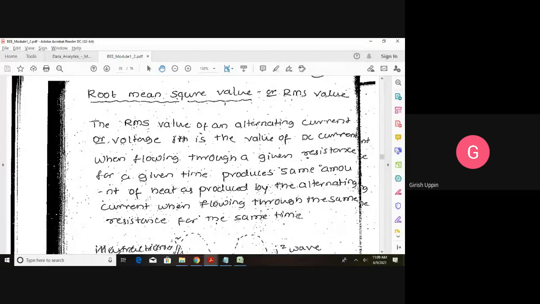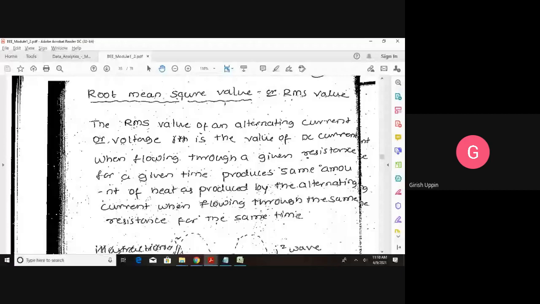If the answer is yes, then it's a symmetrical waveform. Then you have to apply the formula: average value is equal to the area under the curve for a half cycle divided by the time period for the half cycle. If the waveform is unsymmetrical, that is, the positive cycle doesn't match the negative cycle, then the average value is equal to the area under the curve for one complete cycle divided by the time period for the one cycle. So that is how we represent the average value.